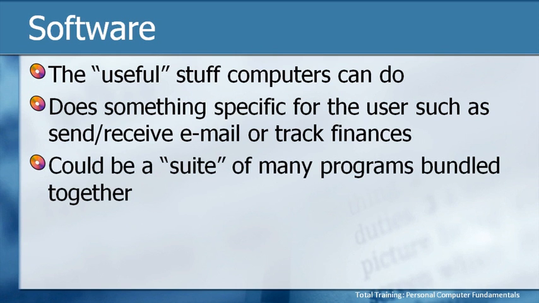Software can also be a suite of many different programs bundled together. For example, Microsoft Office is software, but it's not one software program, it's a package of multiple programs. Different versions of Office exist, but basically the Microsoft Office suite includes things like Access, Excel, Word, PowerPoint, and Outlook. So those are 5 separate software programs that are bundled together.